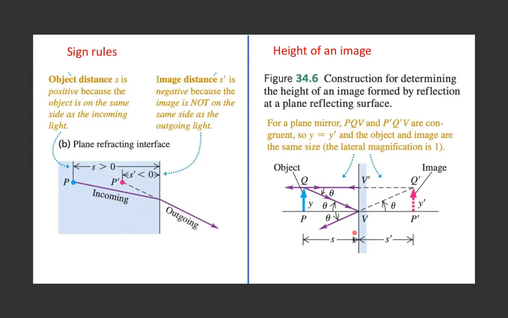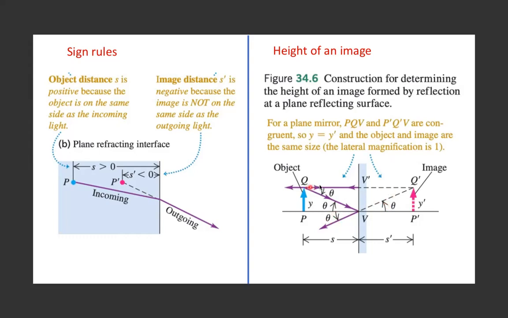Height of an image. How high is an image? Well, it's almost evident here. We take this point and we draw two rays. This ray that goes to the vertex here and comes out with theta, and this guy that goes normal to the surface. The one that goes to the vertex and comes out with theta means that this is theta, and this angle also is theta, okay? They are opposed by the vertex here, so this angle is equal to this one.